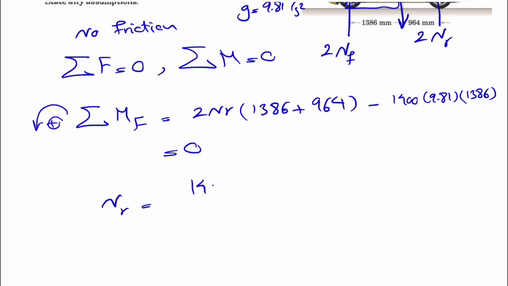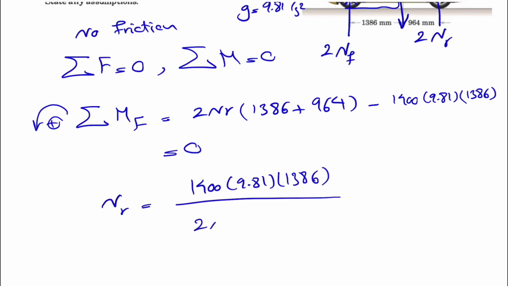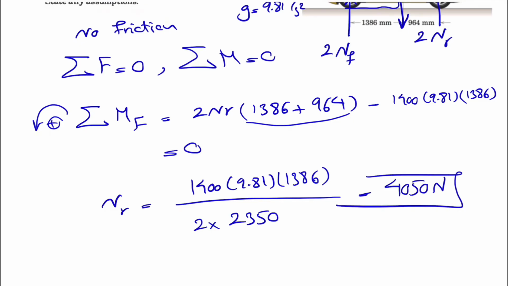So here we basically have 1400 times 9.81, times 1386, divided by 2 times 1386 plus 964, which will be 2350. If we calculate this, we'll get 4050 Newton for NR. So we found one of the unknowns, and the other unknown that we have in here is the NF.